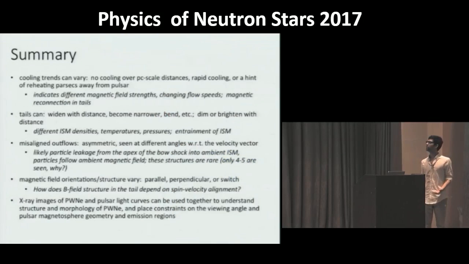So, in summary, cooling trends can vary. You can either have no cooling, rapid cooling, or even reheating or reacceleration parsecs away from the pulsar. And this could be because of different magnetic field strengths, changing flow speeds, or magnetic reconnection. The tails can widen with distance, they can become narrower, they can bend in some cases, and dim and brighten, and this can reflect different ISM densities, temperatures, and pressures, or entrainment of ISM matter, like it being pulled into the tail. So studying these tails allows us to probe the interstellar medium better.